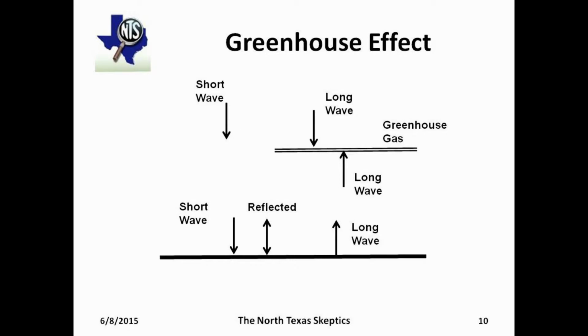Here is how the greenhouse effect works. Shortwave radiation comes through the atmosphere and is not affected by the greenhouse gases, and it gets absorbed by the Earth's surface and warms it. Earth's surface radiates this energy back out. Also, some of the shortwave radiation is reflected. Long-wave radiation is emitted from the Earth's surface, and it's mostly absorbed by the greenhouse gases.